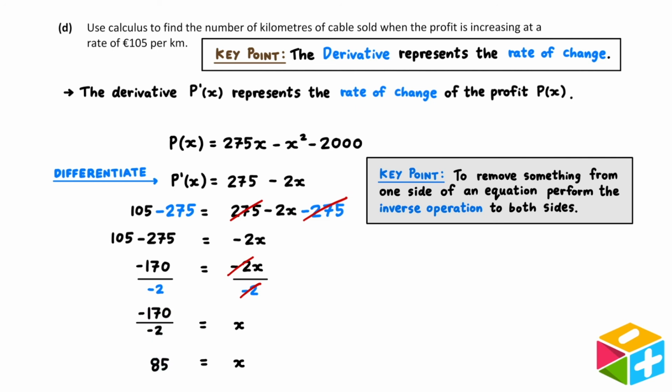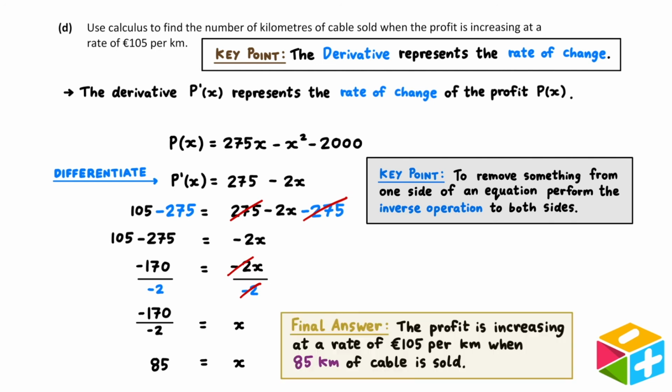So we found that x is equal to 85. In this question, x represents the number of kilometres of cable sold. So our final answer here is that the profit is increasing at a rate of €105 per kilometre when 85 kilometres of cable is sold.